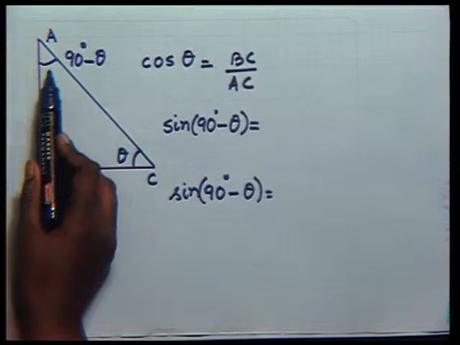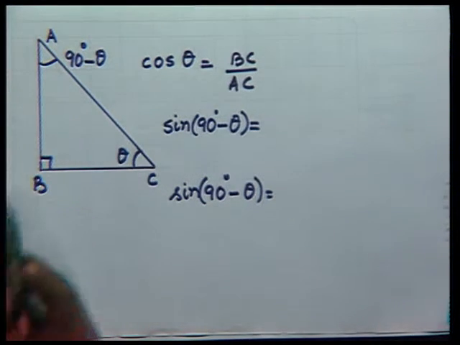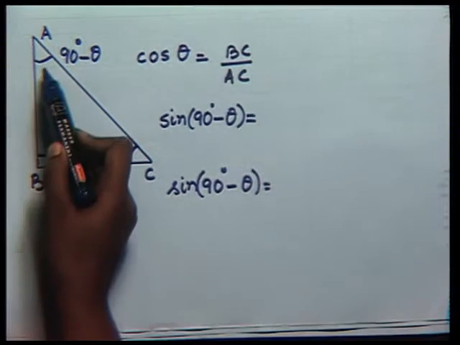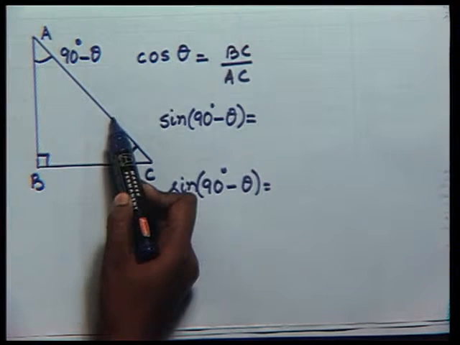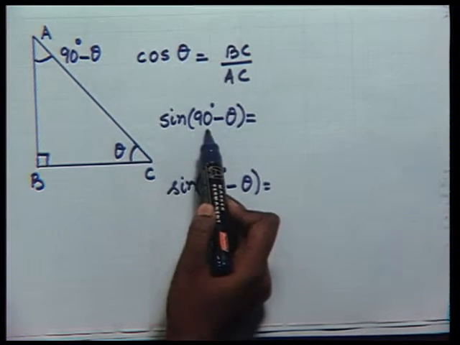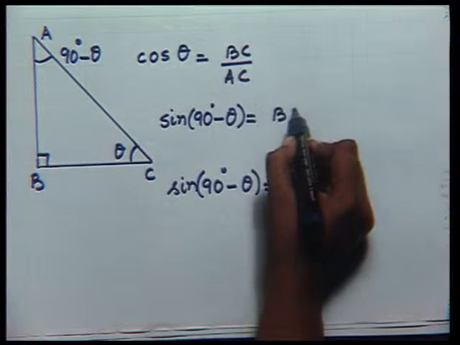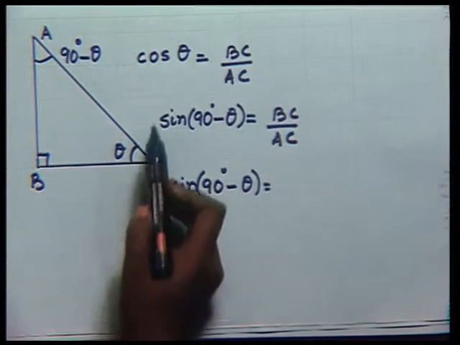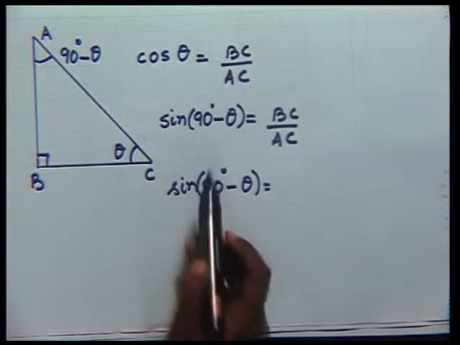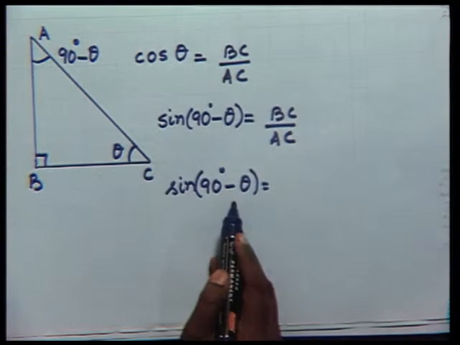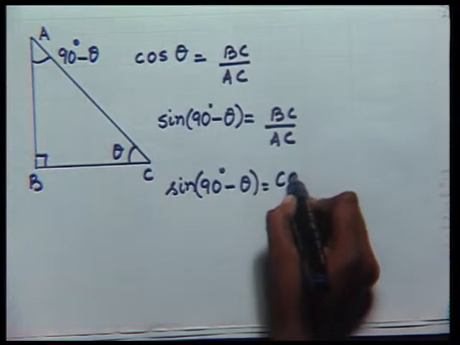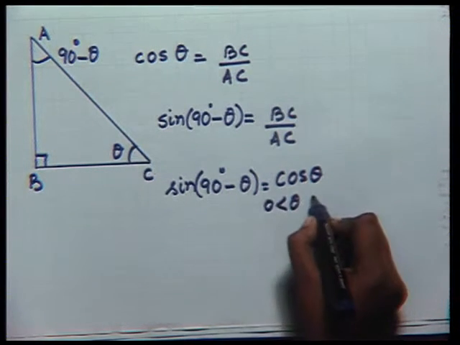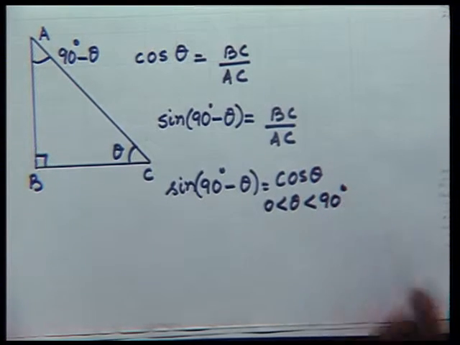And what will be sin(90 degrees minus theta)? We know that sin(90 degrees minus theta) is equal to the side opposite to the angle 90 degrees minus theta upon hypotenuse. So, again sin(90 degrees minus theta) will be equal to the side BC upon AC in the case of this triangle. So, we find comparing these two that sin(90 degrees minus theta) is equal to cos theta when theta is greater than 0 and less than 90 degrees.